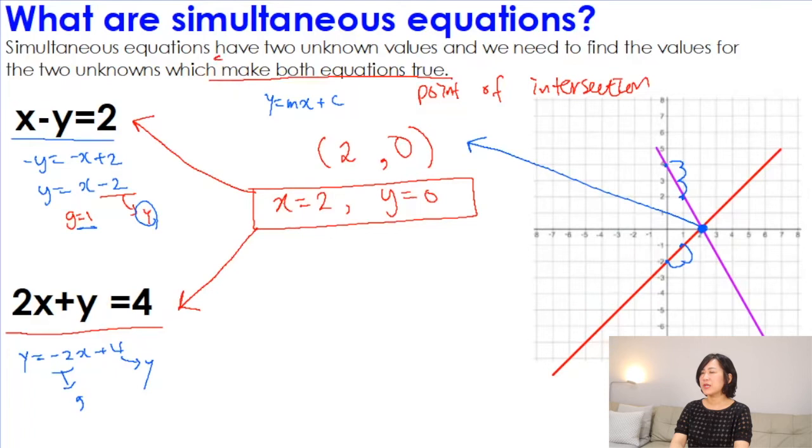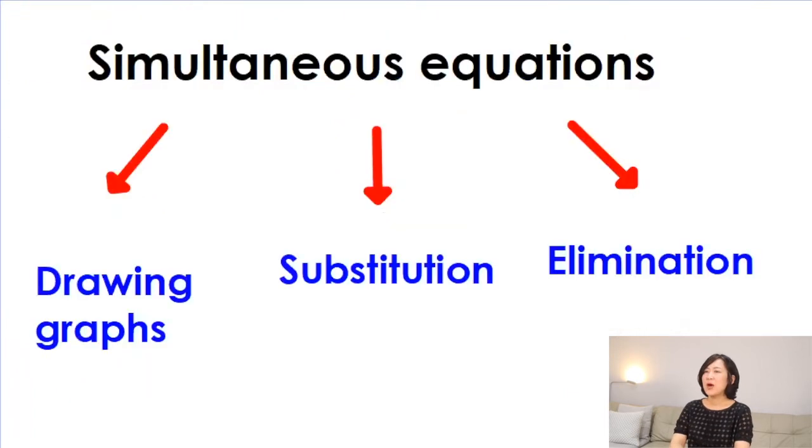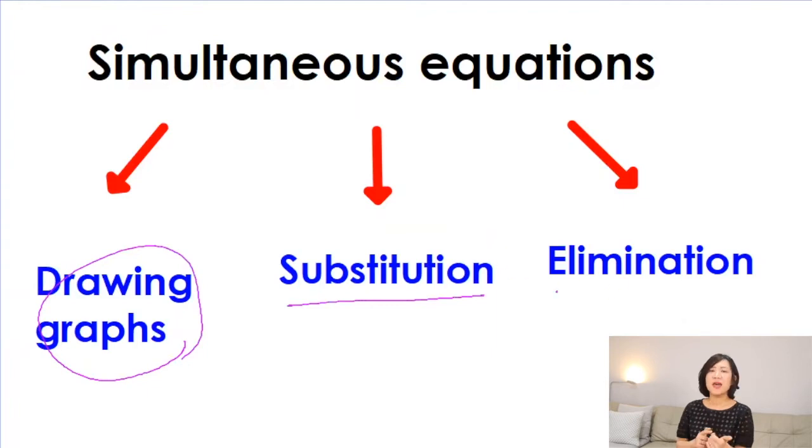So that makes both equations true. We found the solution. So this is how you solve the simultaneous equation. Now, there are three ways of solving simultaneous equations. First of all, drawing a graph, then substitution, then elimination. In this video, we're going to talk about the drawing graph and then the substitution method.